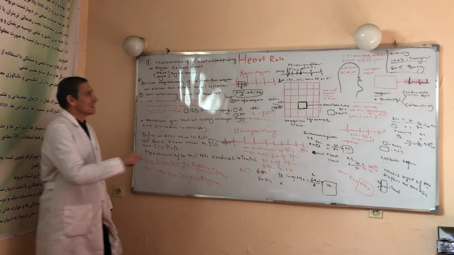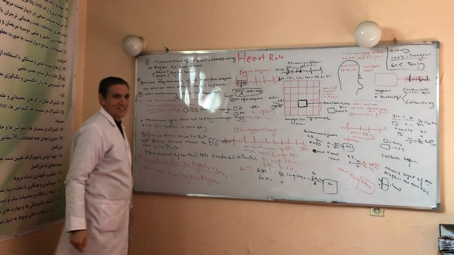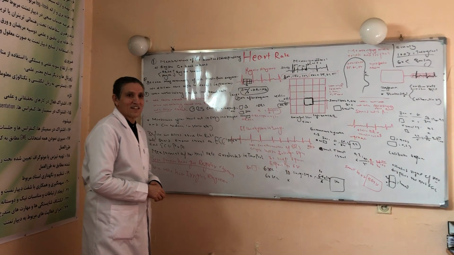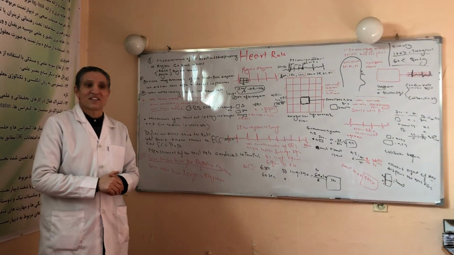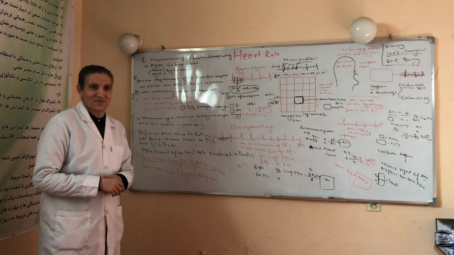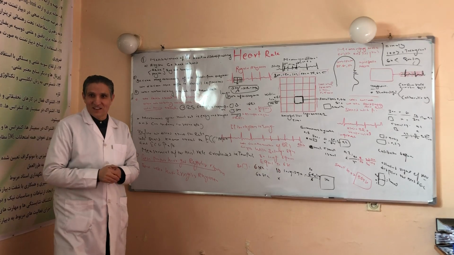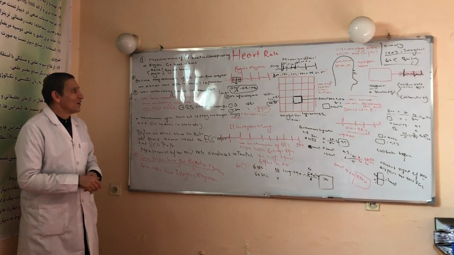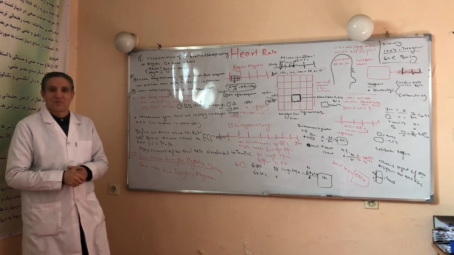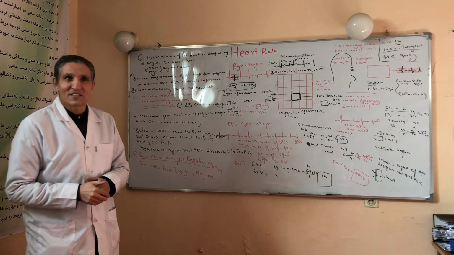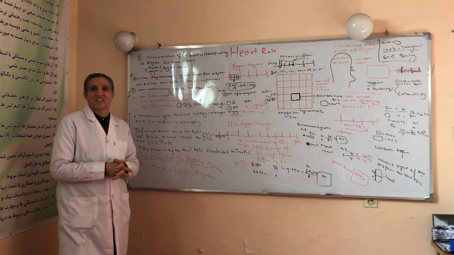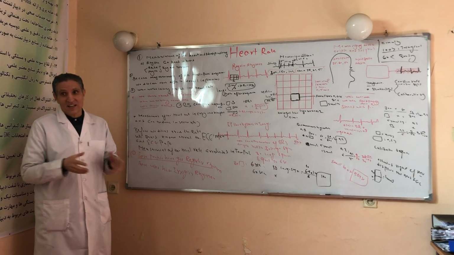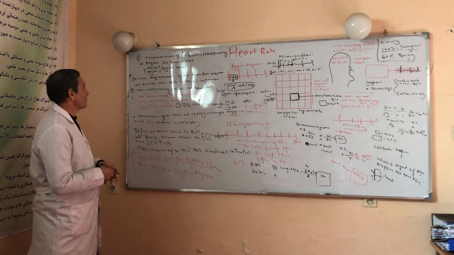Today's lecture we'll be discussing the heart rate. Remember, measurement of the heart rate and identification of the cardiac rhythm go hand in hand, because some abnormalities of the heart rate result from cardiac arrhythmia. That is why heart rate and rhythm go hand in hand.